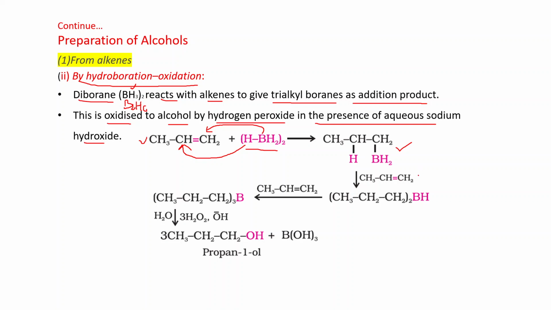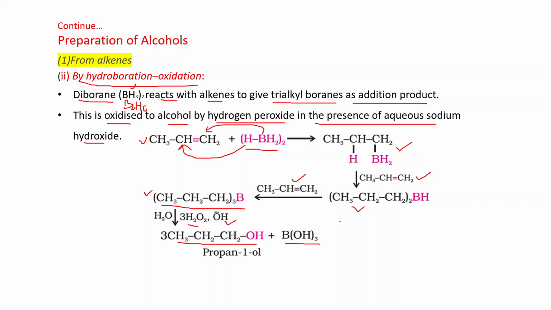Now this may further react with another molecule of alkene, and we will get this one. And this one further reacts with another molecule of alkene, and we will get this. This is tripropyl borane. Okay, and this is oxidized by H2O2 in the presence of alkali, that is OH minus ion. We will get propan-1-ol, and this is boric acid.